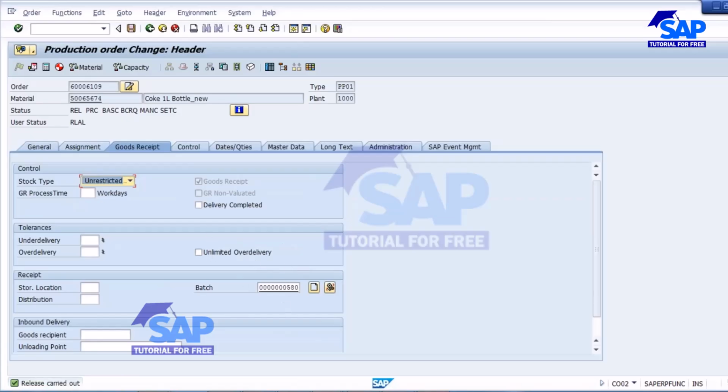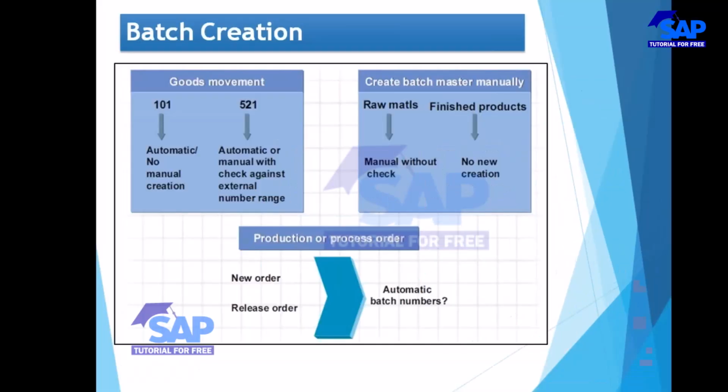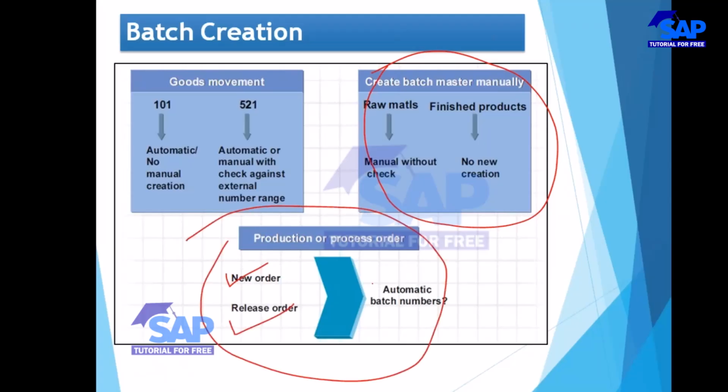So this is how you set the batch number automatically, either during the creation stage or during the release stage. That is how you set the batch number. So you have both options. Either you can create it manually, or during the order creation or during the release you can do it in an automatic way. Both options are possible in the production planning module.